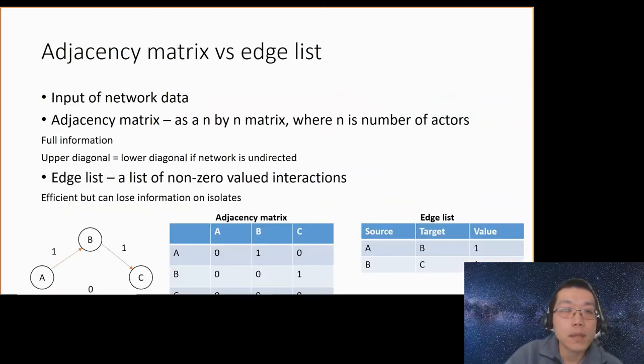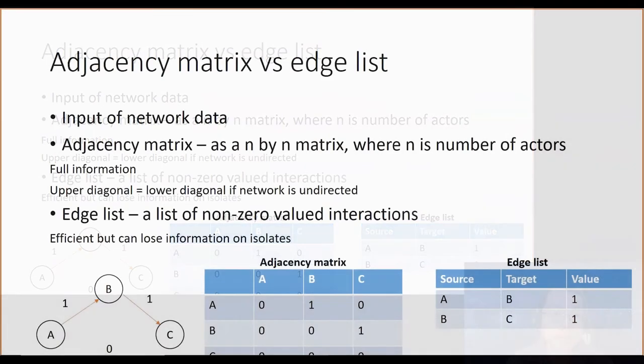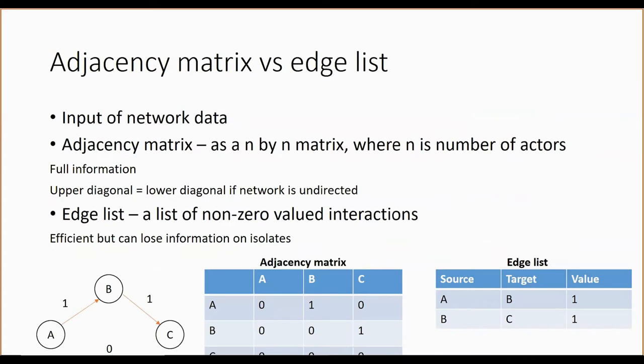All right. So those are the more common types of network data. When you have to store your network data on computers, there are usually two ways you can store it. You can either store your network as an adjacency matrix or as an edge list. An adjacency matrix is just an N by N matrix where N represents the number of actors. In this simple example, let's say A is connected to B and B is connected to C. So we have three people in this network. If you want to store the network as an adjacency matrix, you will have a 3x3 adjacency matrix, and each cell represents whether the row actor has sent out a link to the column actor.